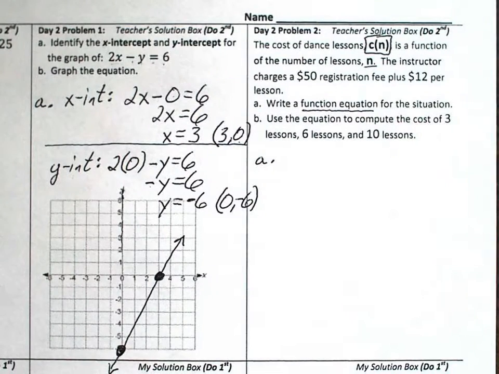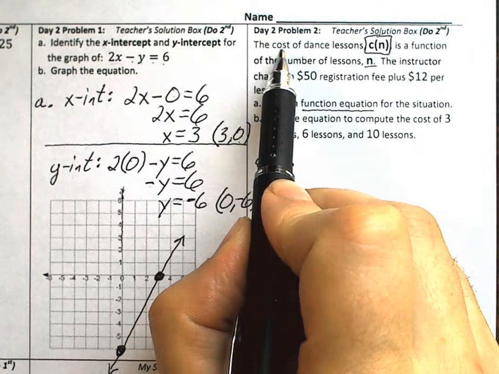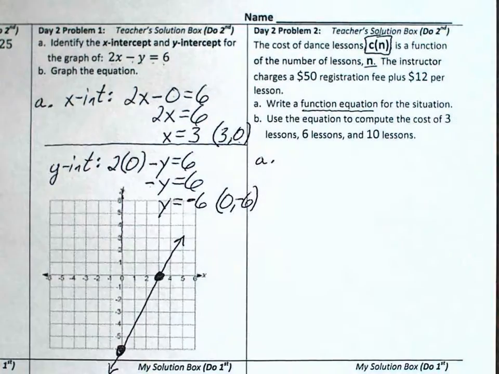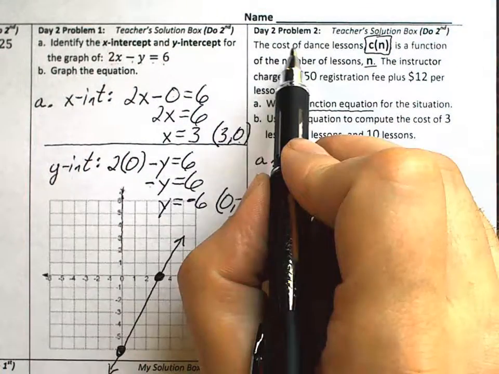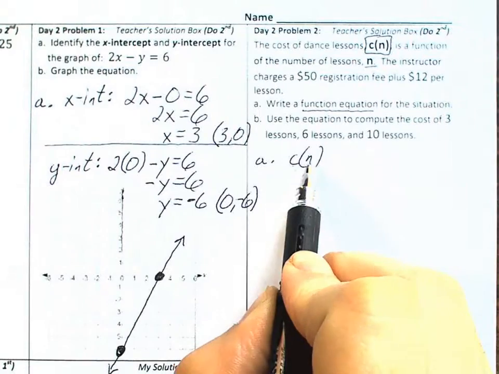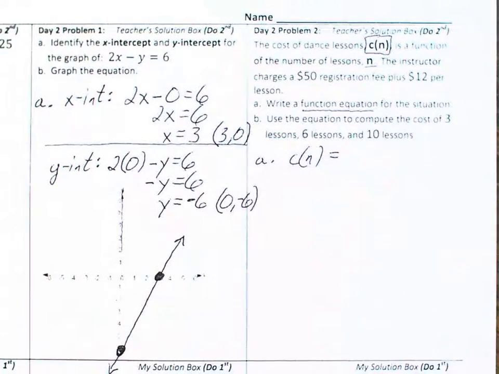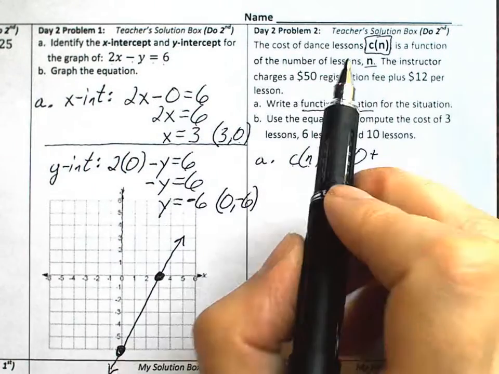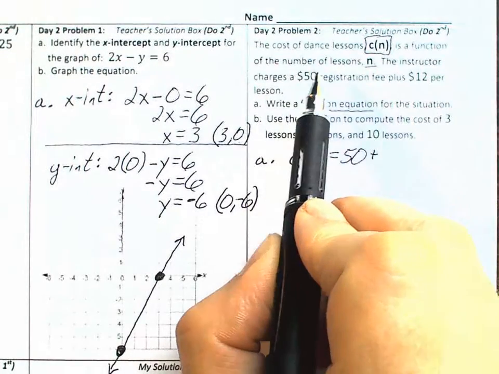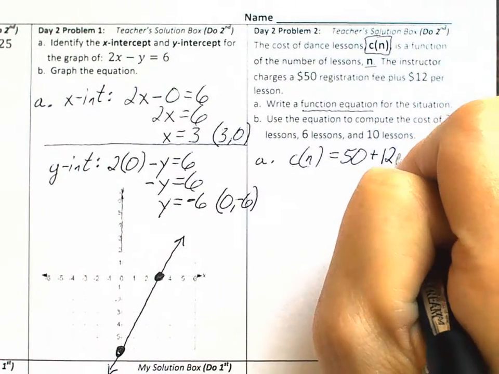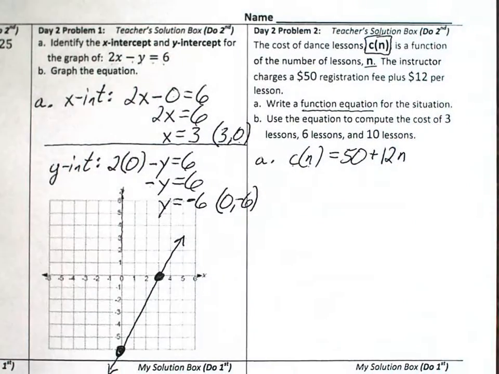A function equation is going to show the relationship between concepts in a situation. In this case, what is the relationship between cost of dance lessons and the number of lessons? And we can show this relationship using the symbols that were given. So the cost of dance lessons, let's use the symbols C of n, which means the cost of n lessons. And that is equal to $50 to register plus $12 per lesson. And we're told to use the variable n to be the varying number of lessons that we could choose to pay for. So $12 per lesson could be written in symbols as 12 times n. And here is our function equation.